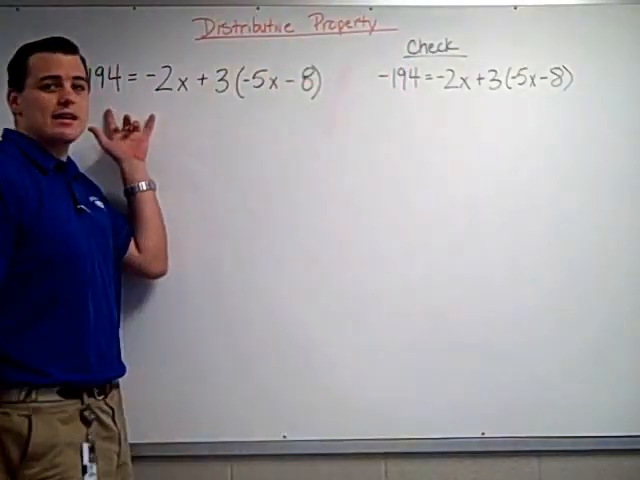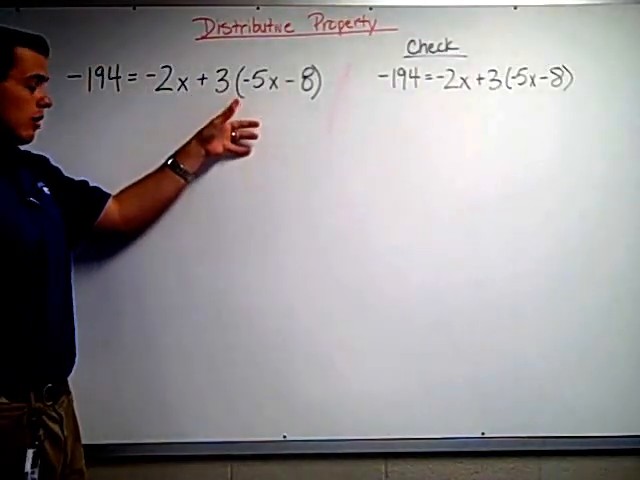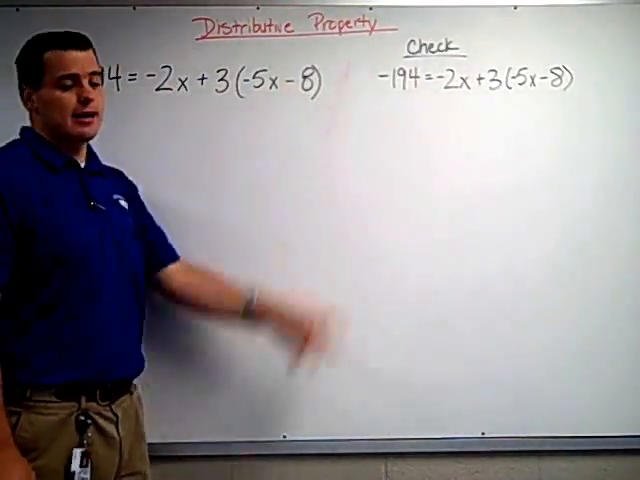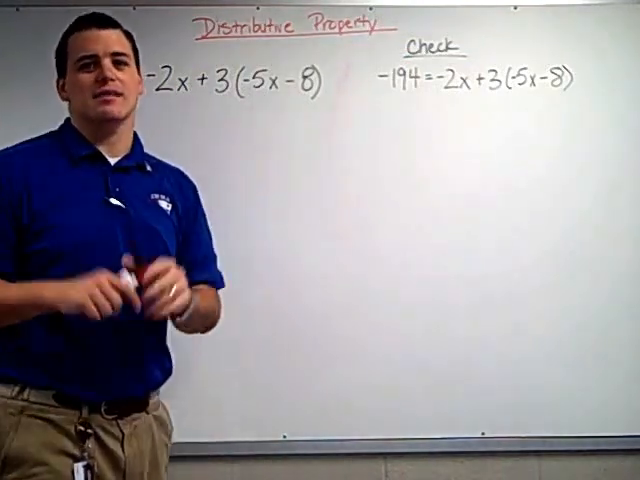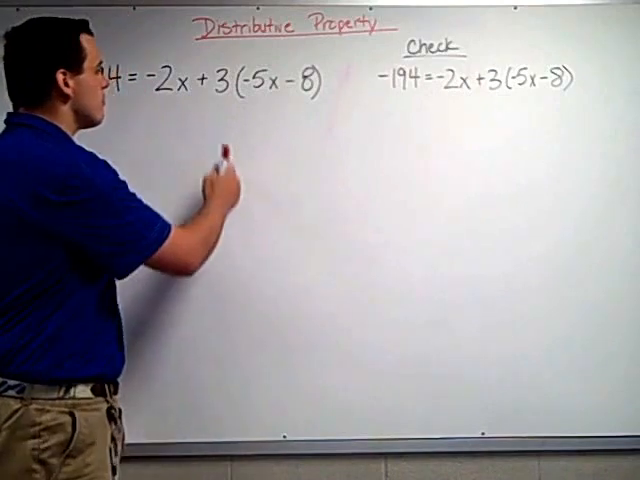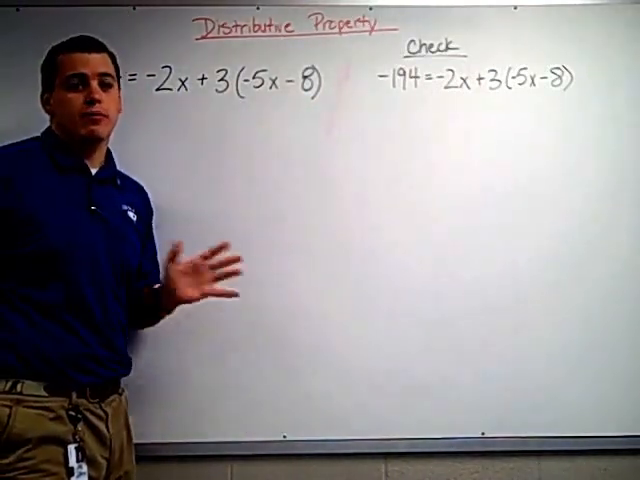So let's go ahead and check out this first problem. We have negative 194 is equal to negative 2x plus 3, open parentheses, negative 5x minus 8. So we need to solve for x. We need to isolate the variable, okay? And we have a little parenthesis, something that we might not have seen before. And this is where we're going to use our distributive property.